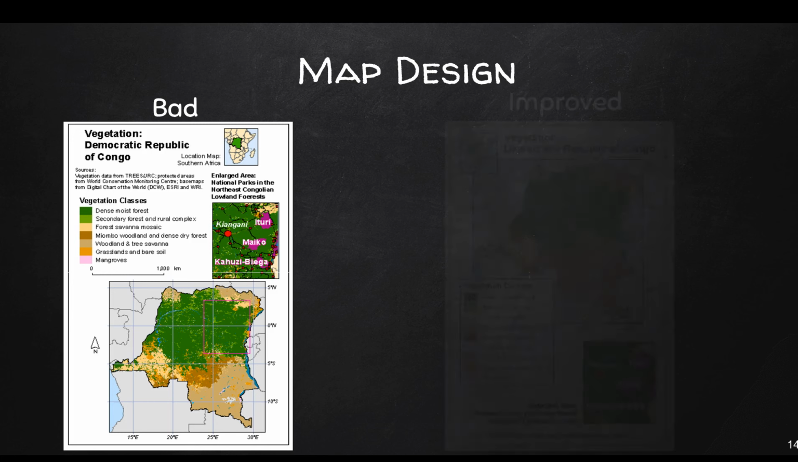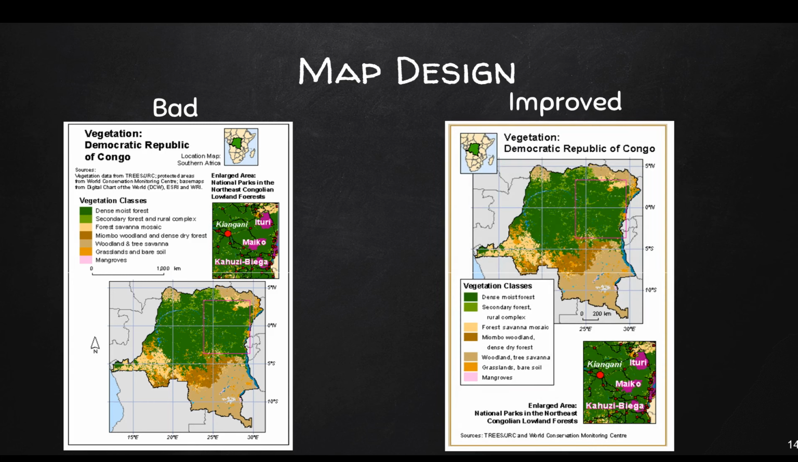So probably not the best. Here we have a little bit better map. The title is bigger. Things are arranged a little bit nicer. We have some neat boxes here around the vegetation classes, and so forth. The sources at the bottom. So we're getting a little bit better.